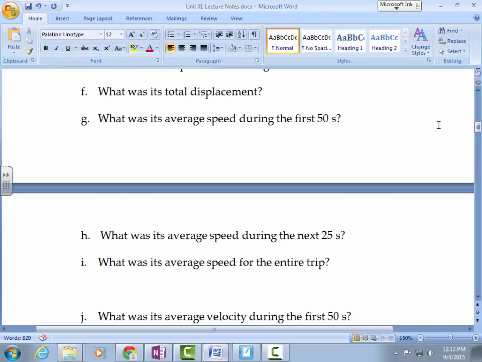So a number of things to look at. Notice, did our average velocity and average speed equal each other at all? No, not at all. Any questions right now?